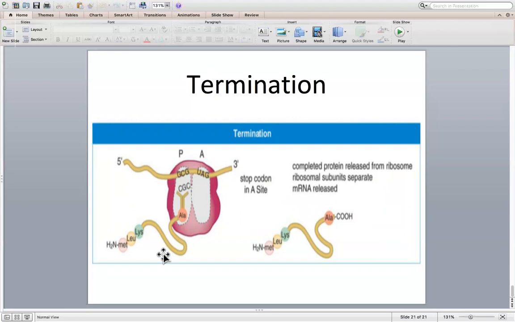When the stop codon moves into that A site, a protein called release factor is going to bind to the codon. And when it binds to that codon, it's going to cause a water molecule to be added to the polypeptide chain. What the water molecule does is it hydrolyzes the completed polypeptide chain. And by hydrolyzing the completed polypeptide chain from the tRNA, it's going to allow for the chain to be released.